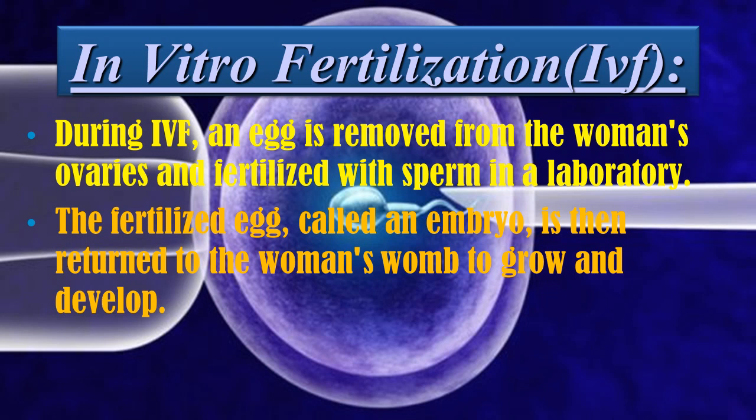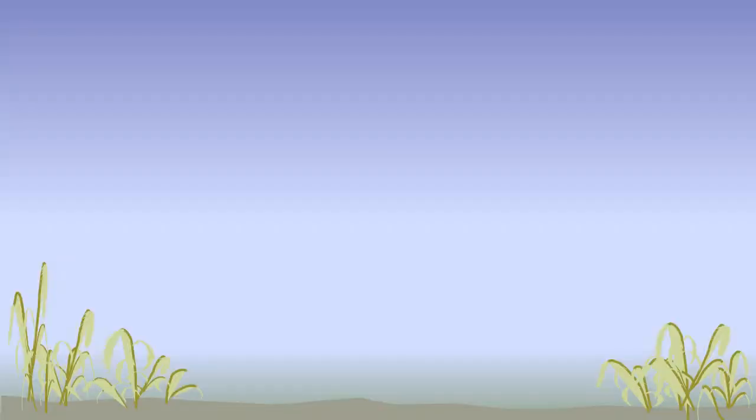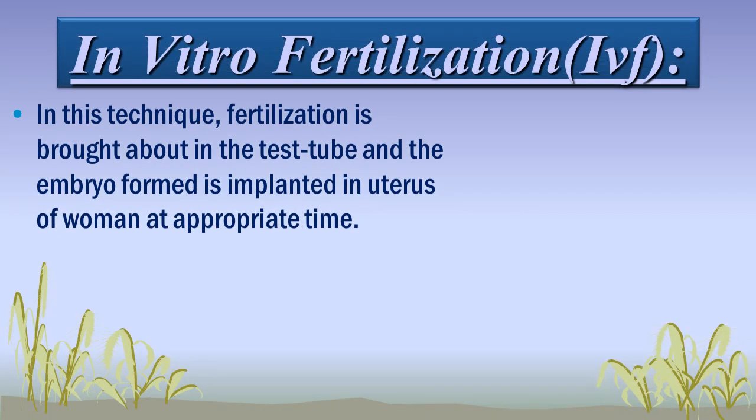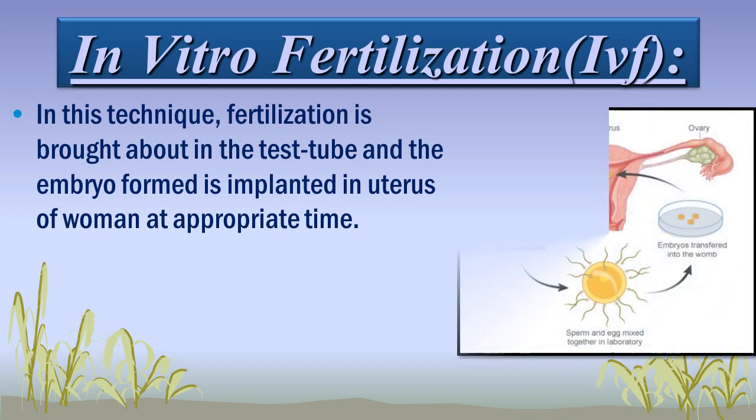Okay, so what is this technique? It is a technique in which the egg is removed from the woman's ovary and then fertilized in the laboratory with the sperm, and then this fertilized egg, which is called an embryo, is returned to the woman's womb to grow and develop into a baby. Okay, so student, in this technique, fertilization is brought about in the test tube and the embryo formed is implanted in the uterus of a woman at an appropriate time.